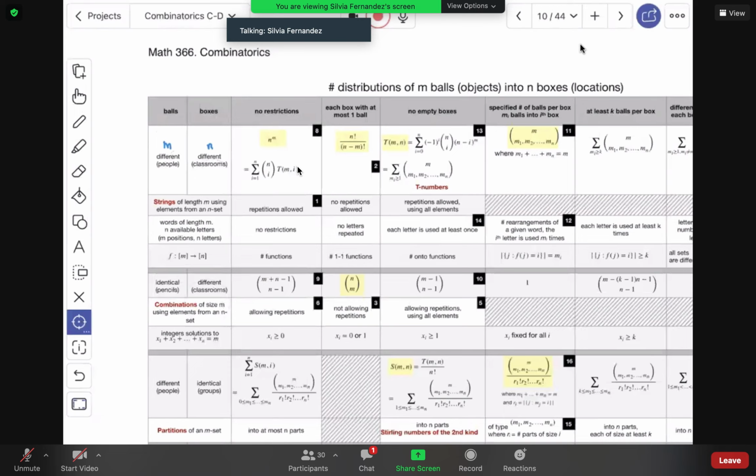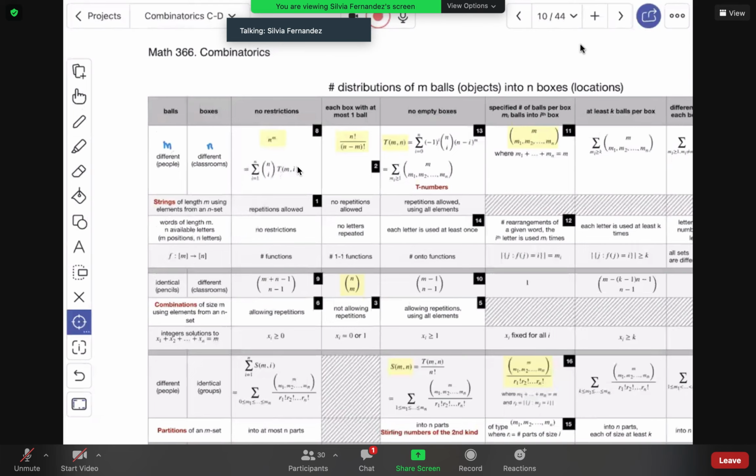So for different balls into different boxes, we decided we could do this n to the m, and then I had the theorem from last time that is this identity. So here I have 3 examples where you can use this same idea. You could be counting strings of length m using elements from an n set, meaning you have n different letters available, and you are counting strings of length m, repetitions allowed.